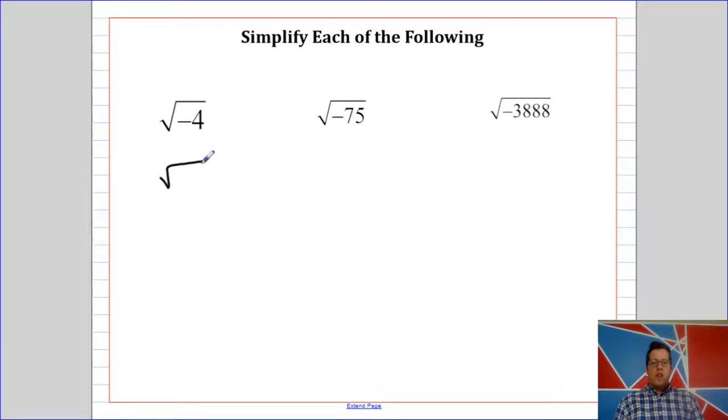So by those same rules as before, we can split negative 4 into negative 1 and 4. The square root of negative 1, as previously discussed, is I, and the square root of 4 is 2. So this is the same thing as I times 2. Now it's a little weird to refer to it that way, so we're going to actually refer to that as 2I.